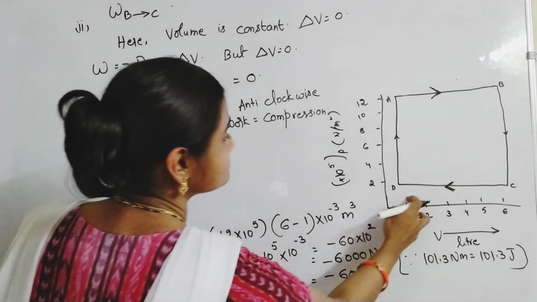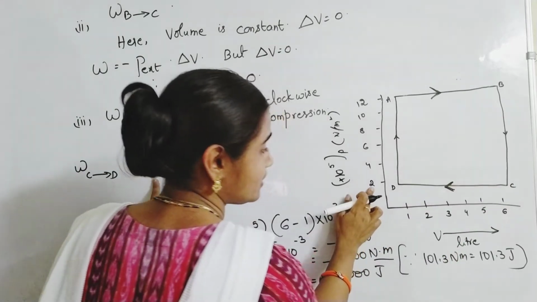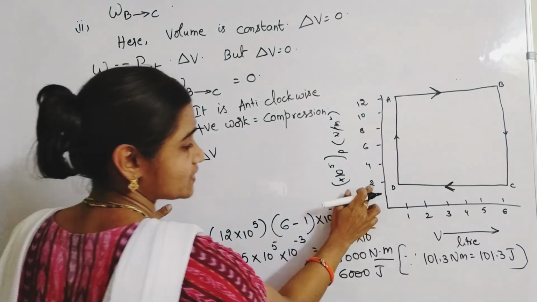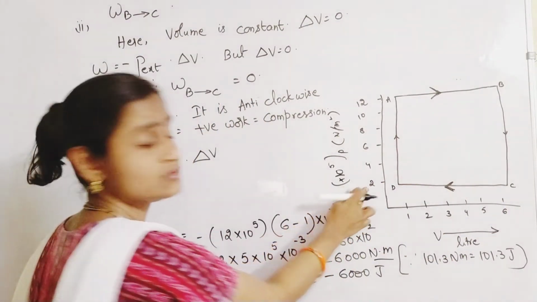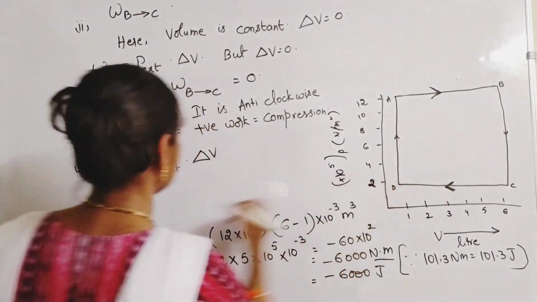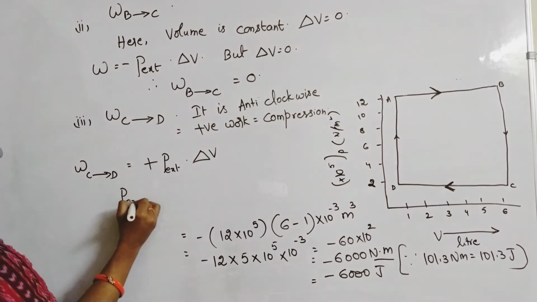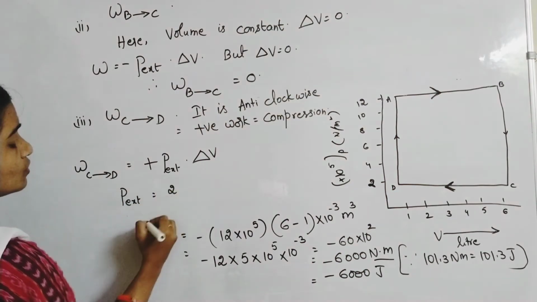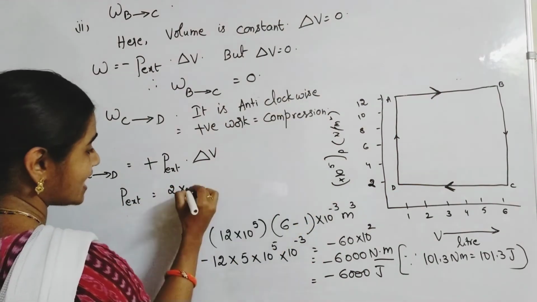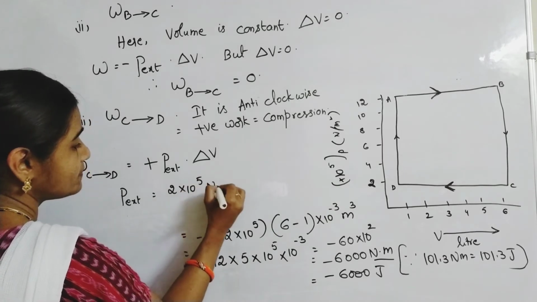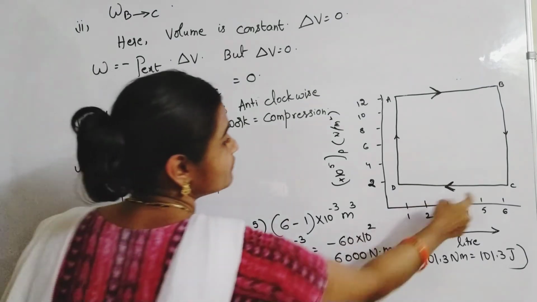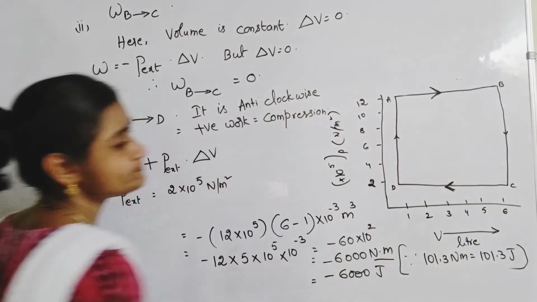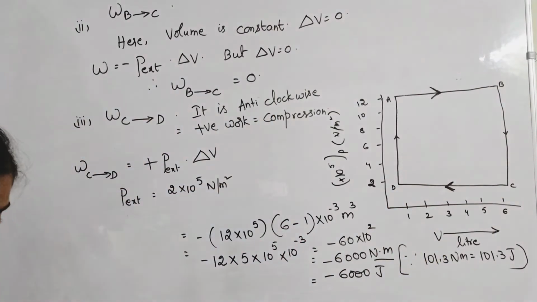Plus P external into delta V. So what is the pressure? 2 Newton per meter square. Pressure here is 2; the CD graph is showing near 2. So P external is 2 into 10 to the power of 5 Newton per meter square. And delta V value is how much? From C to D, 6 minus 1. How much is it? 5.